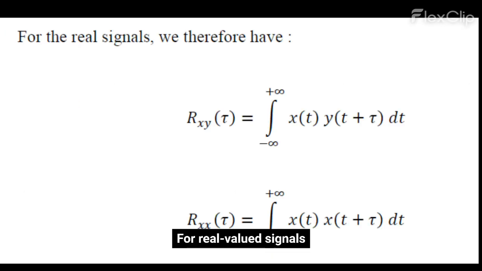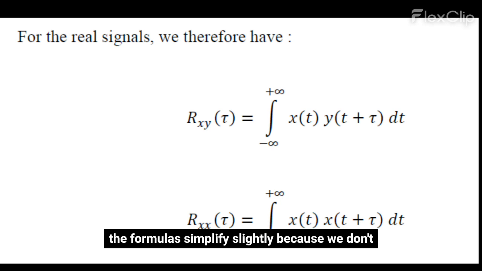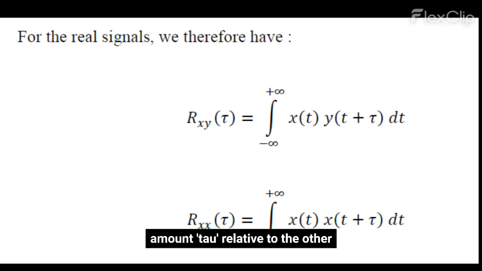For real-valued signals, the formulas simplify slightly because we don't need to worry about complex conjugates. Here you can see the standard forms for cross-correlation and autocorrelation for real signals. In both cases, we are essentially looking at the integral of the product of two signals as one is shifted by an amount tau relative to the other.